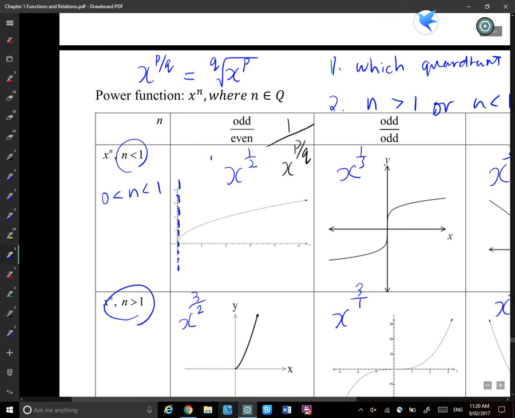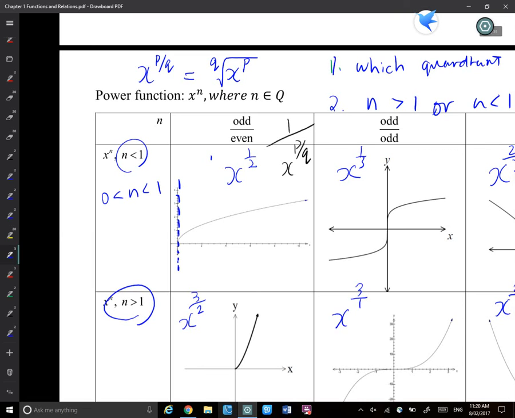Here. Because x cannot take 0. Because 1 over 0 is undefined. So at that point, you have asymptotes.